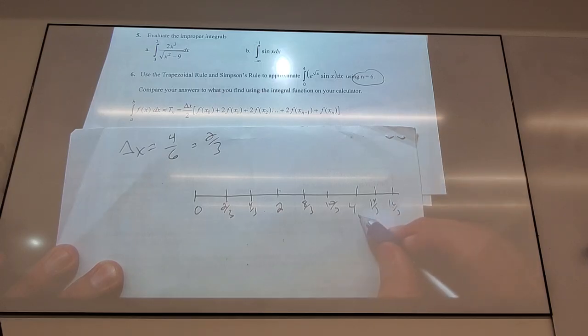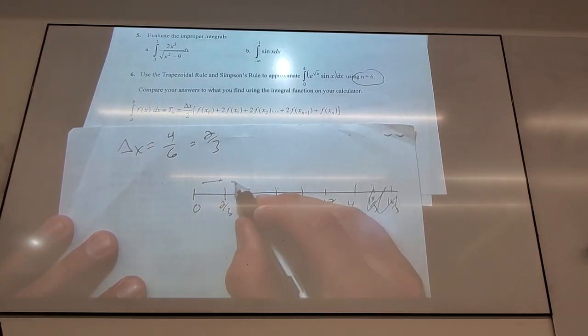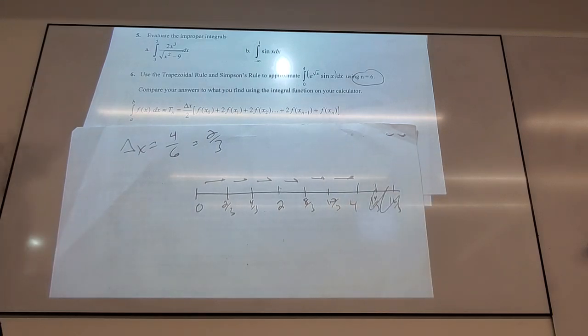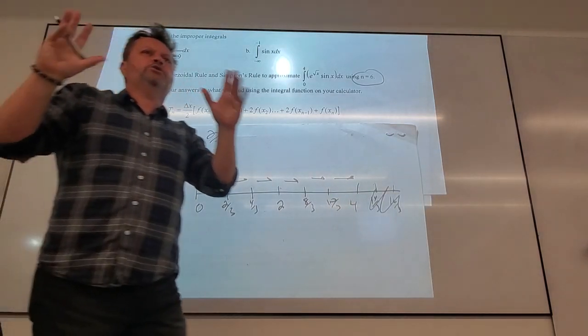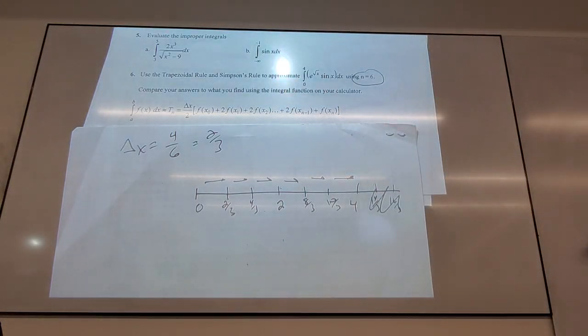I should have stopped here. So I want to stop at 4, yes? And let's check. This would be 1 trapezoid, 2, 3, 4, 5, 6 trapezoids. So this is all stuff you could do very quickly. Just make sure. Do you see? I don't need the picture. I don't need the graph.